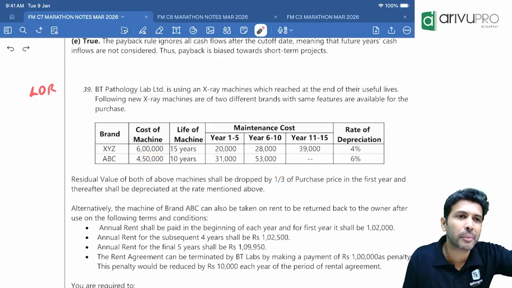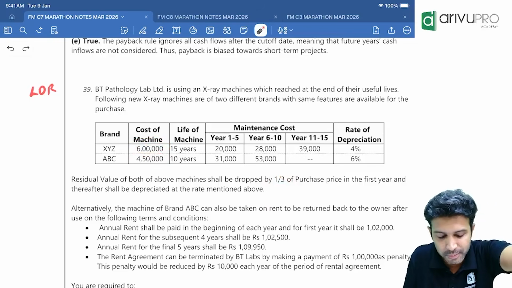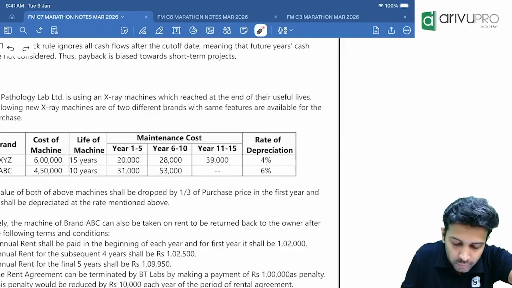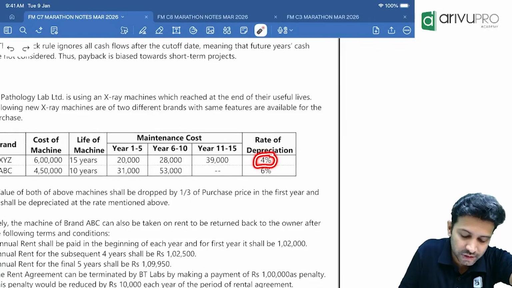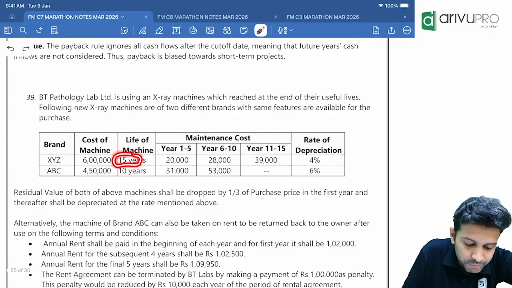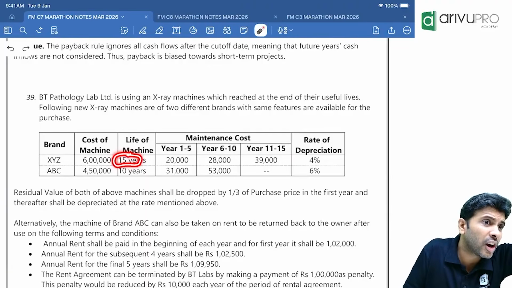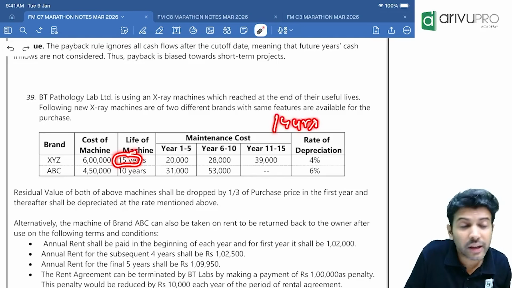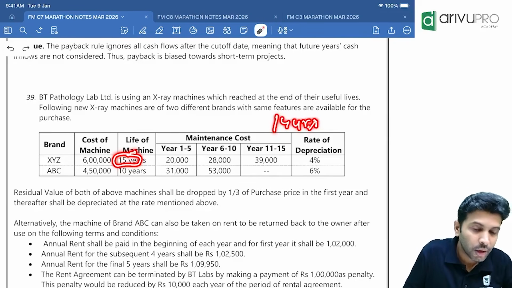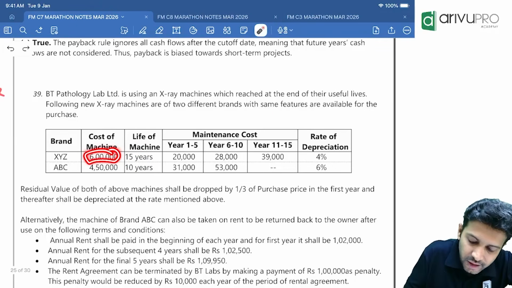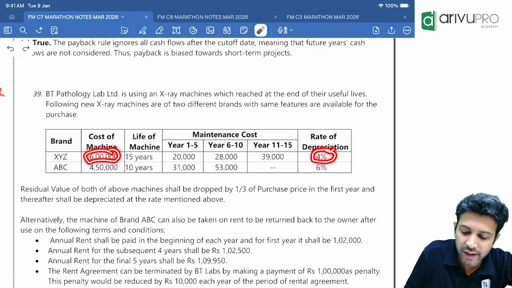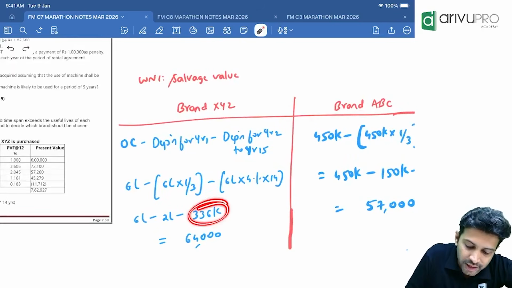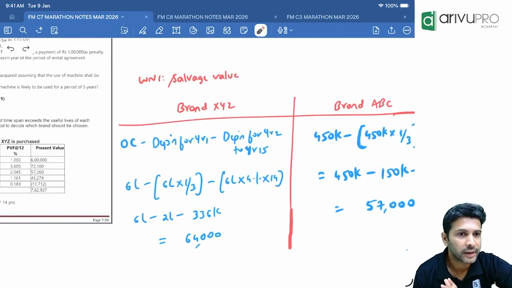Residual value dropping is nothing but your depreciation. What is depreciation for first year, people? 6 lakh ka 1/3. How much is that? 2 lakh. From then onwards, what is the depreciation? 4%. What is the total life of this asset? 15 years. First year ka depreciation we have already got. Then how many more years we need to find? 14 years, yes. What is the value? How do you calculate? 6 lakh ka 4% into 14. How much is that? Calculate. 3,36,000 you're getting.